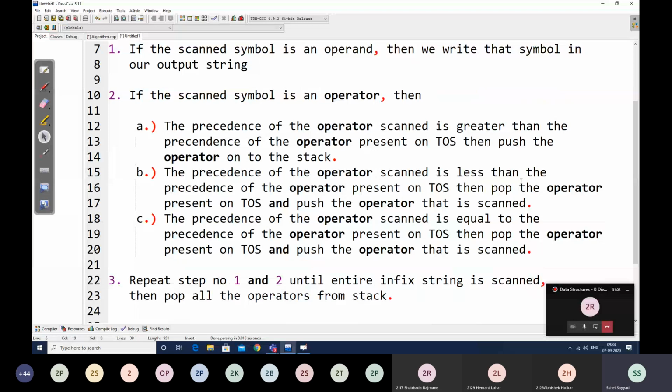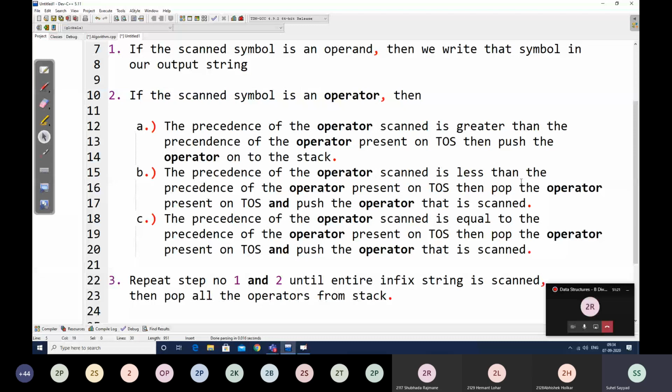What is the first case? Precedence of operator scanned is greater than the precedence of operator present on top of stack. Then push the operator on the top of stack. This condition remains same, no change.